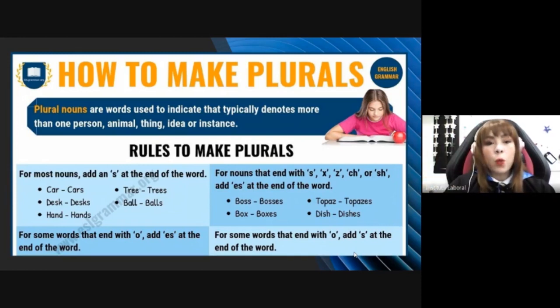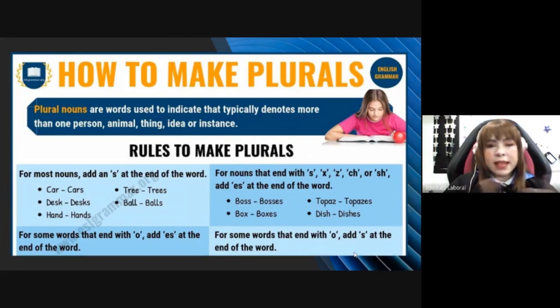Plural nouns are words that typically denote more than one person, more than one animal, more than one thing, more than one idea. Okay? There are some rules that we need to learn when we make plurals.